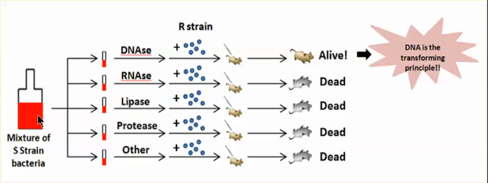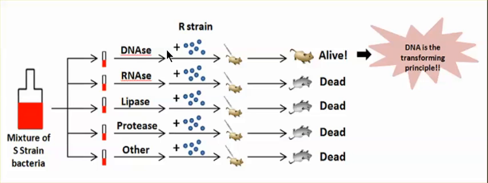And so the work of Avery, MacLeod, and McCarty was really to try to determine what was this factor that was initially discovered by a scientist named Griffith, this transforming factor or transforming principle. So what they did was they took the S strain of bacteria and they exposed it to different types of enzymes. Now, this is a very simplistic overview of it, but it gets the point across.